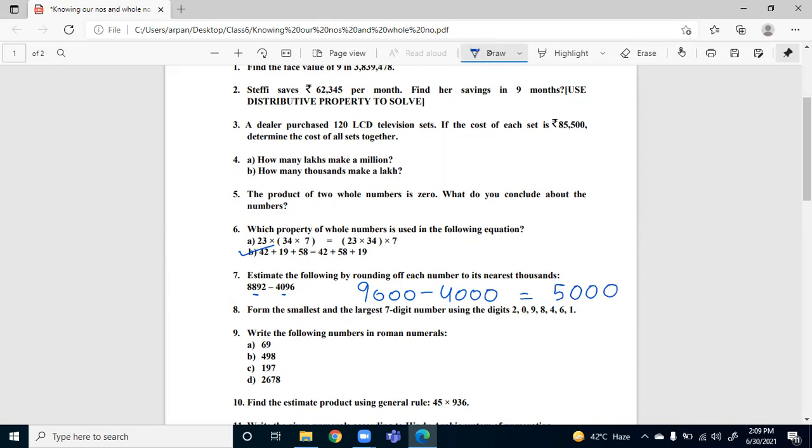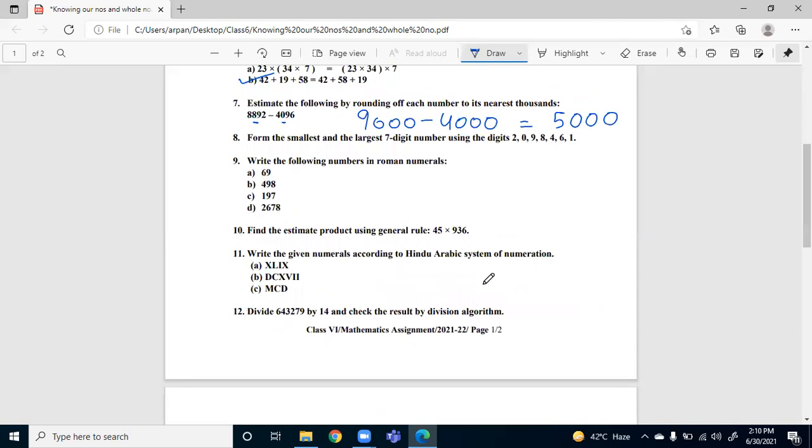So firstly, we have to observe the hundreds place. You can see it is 8, so I have added 1. So it becomes 9,000. And here it is 0, so I have discarded all the digits and made them 0. So it comes out to be 5,000. It is correct. So let's proceed to the next sum.